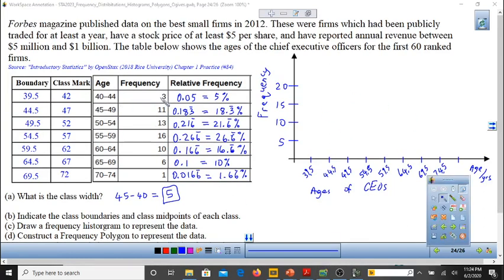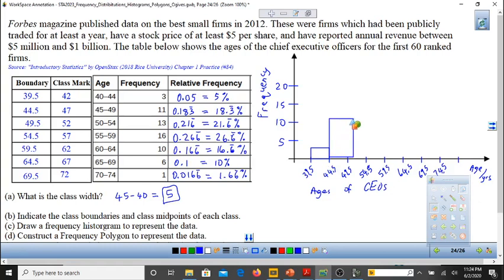So the first one has a height of 3. So I'm going to draw a bar graph that is as wide as the one we're looking at here, and its height is 3 units. Okay? So let's see if we can do that. So it's about that high. And then the next one has a height of 11. So I'm going to start with this one and go up to 11.